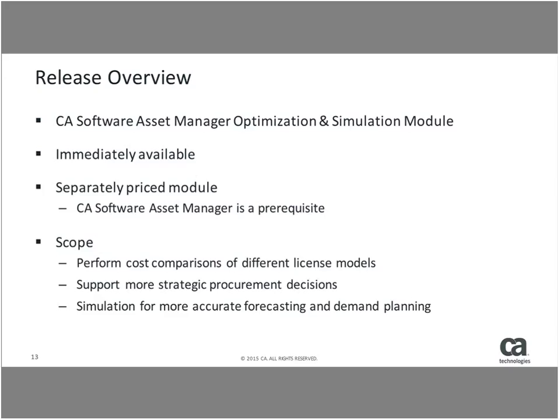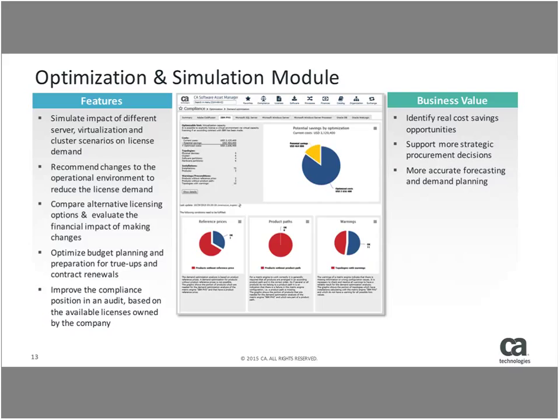It's priced by server. The metric is server, so it's focused on data center licensing. And as far as the scope is concerned, it's really focused on optimization of cost, support planning, and improve procurement or buying decisions. So let's go ahead and jump right in. There's a lot that happens under the cover, so to speak, with the simulation module, and I know this is something of an eye chart, but I'll walk you through it.